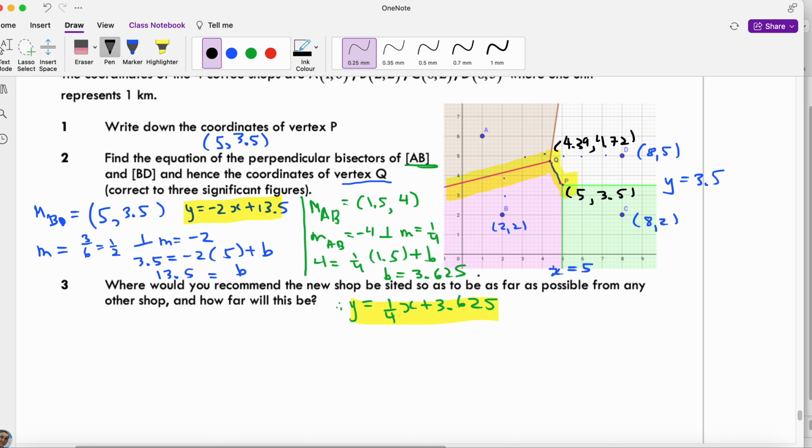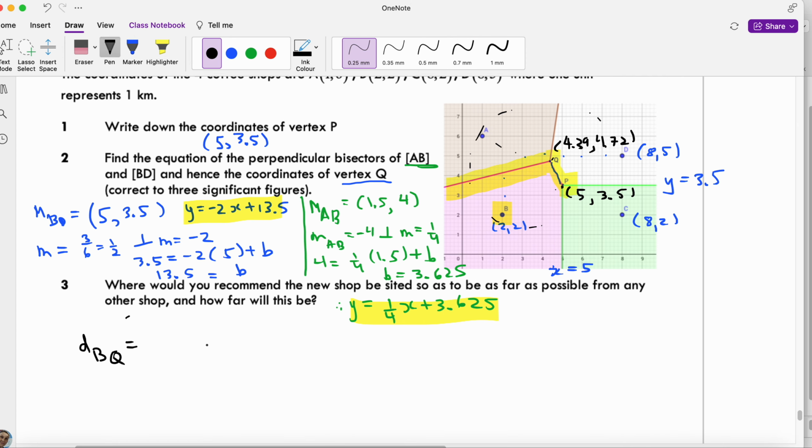All right, so now the question: where would you recommend that the new shop is placed? So again, this is just like the last question, right? So now Q is equidistant from A, B, and D. And so that's what that circle would look like. And then for P, it's equidistant from B, C, and D. And that's what that circle will look like. So we're interested in which one has the smaller radius, okay? So here we go. We're going to invoke the distance formula again. I'm going to use point B because I can use it for both, okay?